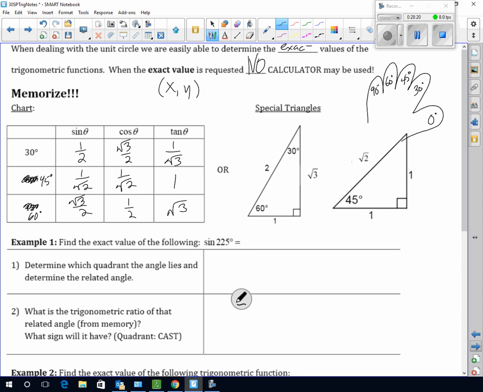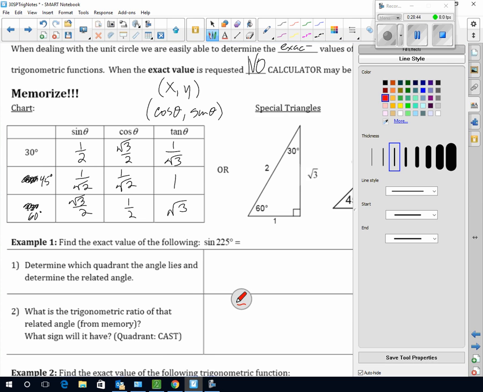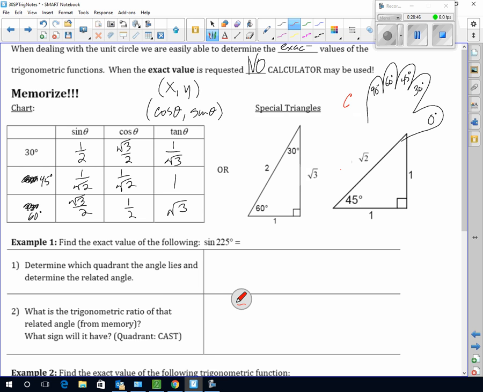Okay, and cosine, sine is y, cos is x. Do you see that's alphabetical as well? So it's easy to memorize, right? Which one's which? Okay, so you see how cos is first? Cos is on this side, sine is on this side. Okay, everybody good? Okay, so here's how it works.